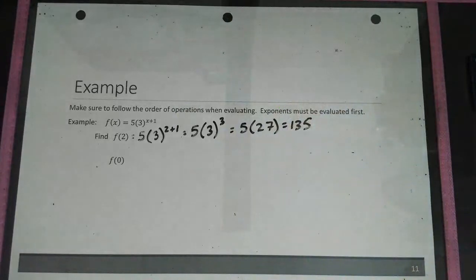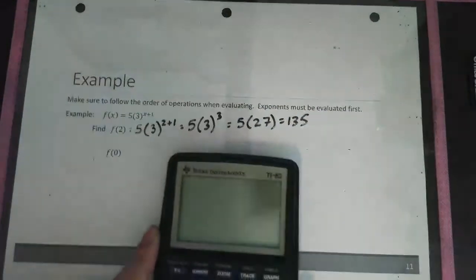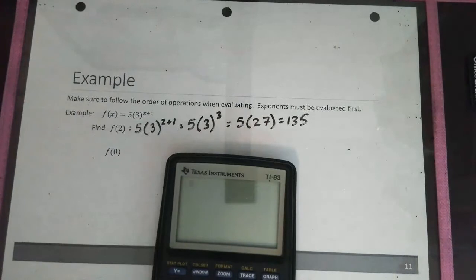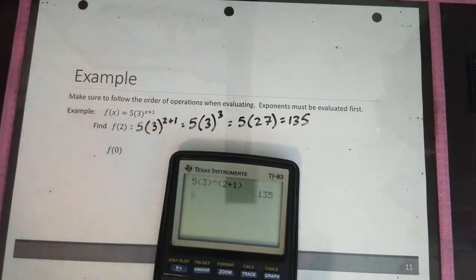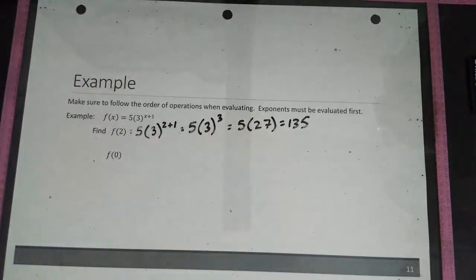If you're nervous, your calculator will do the order of operations for you. You just have to know how to type it in. We have 5 times 3 raised to the, in parentheses, 2 plus 1. And that gives me 135 as well. So your calculator is smart enough to do the order of operations. So if you're worried, type it in. It'll be okay.